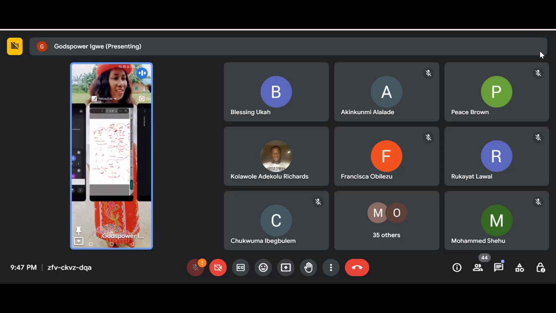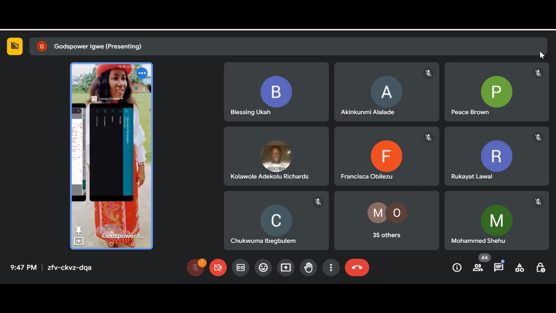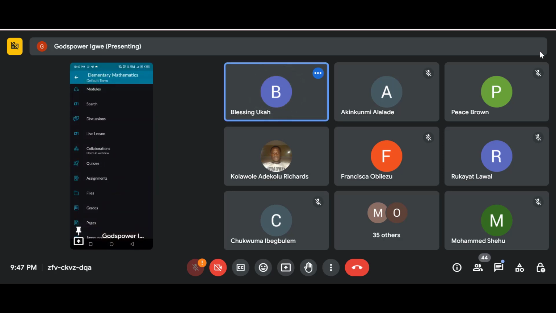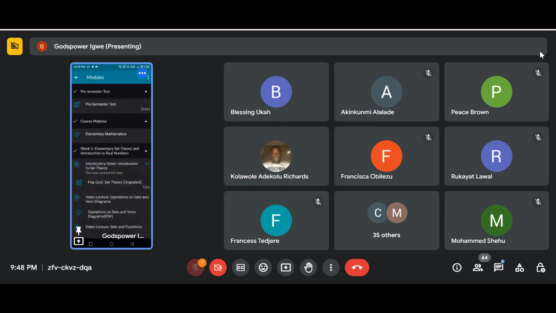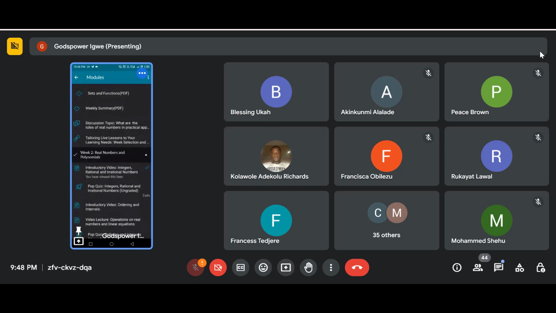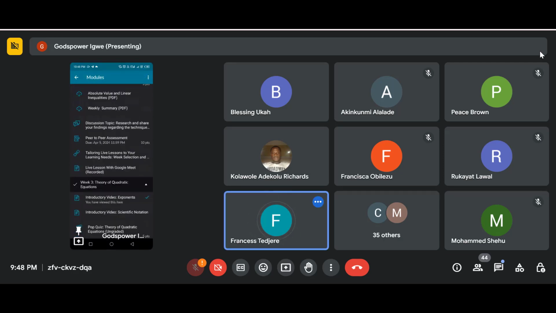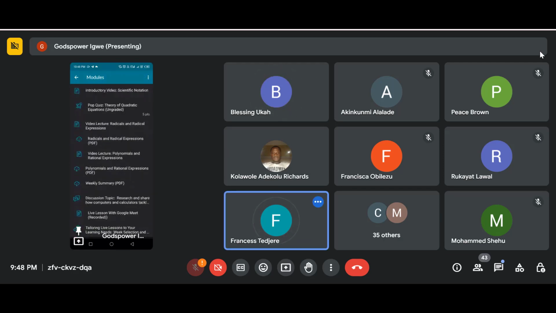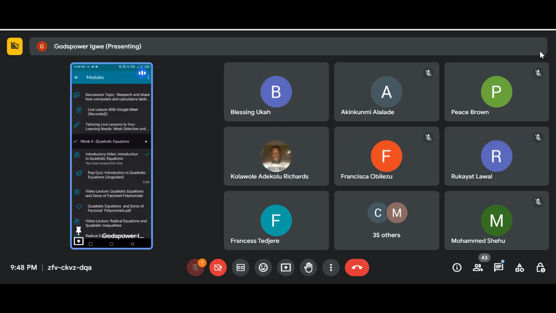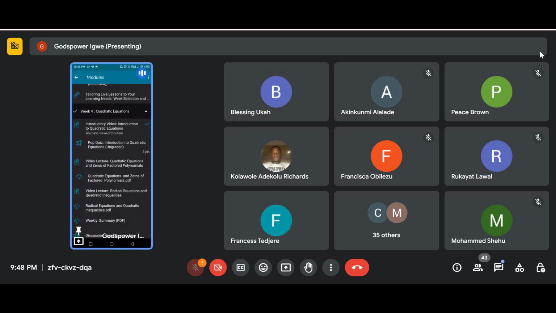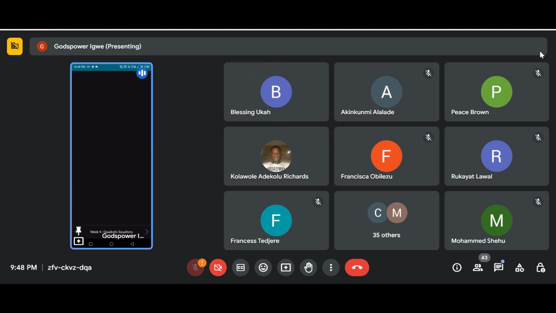Oh, what are we doing again? So sequence, where we are. I think so, because that's the next one. Quadratic equation is the next one. Okay, so we go over to quadratic equation.